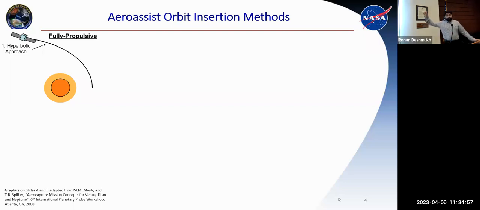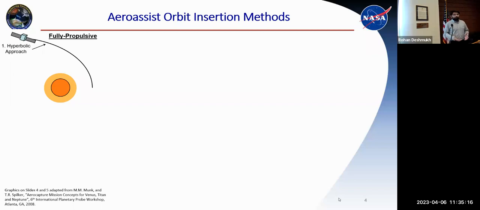So for Aerocapture, we're going to go faster than that you hear there. But before that, let's first talk about orbit insertion methods. The idea of Aeroassist is we want to basically utilize the atmosphere of a planet to help us orbit insert. But before that, let's talk about what we currently use for orbit insertion.